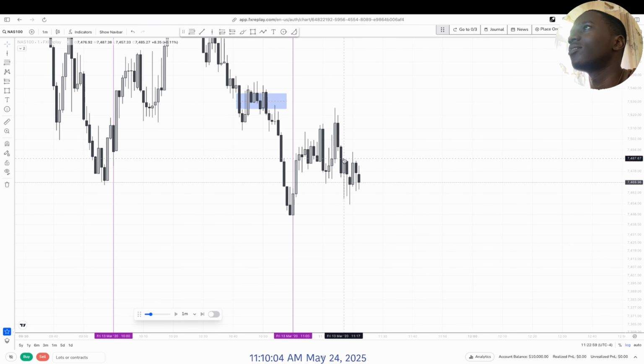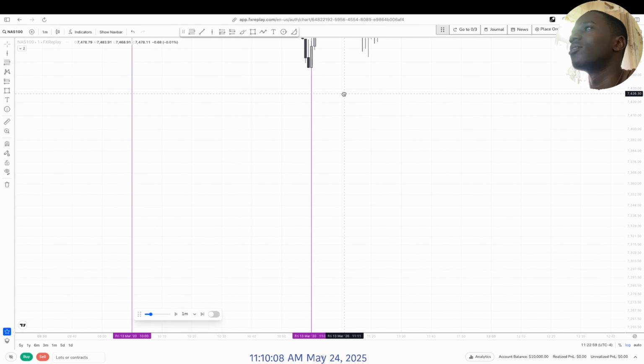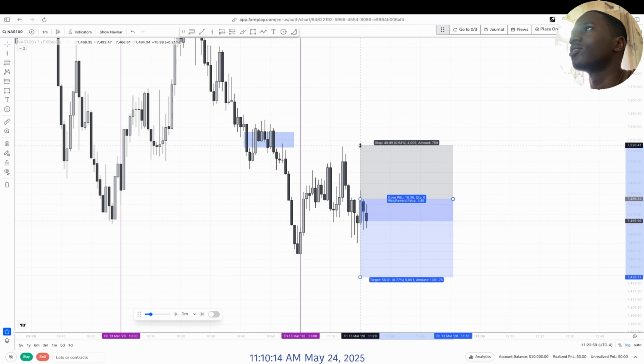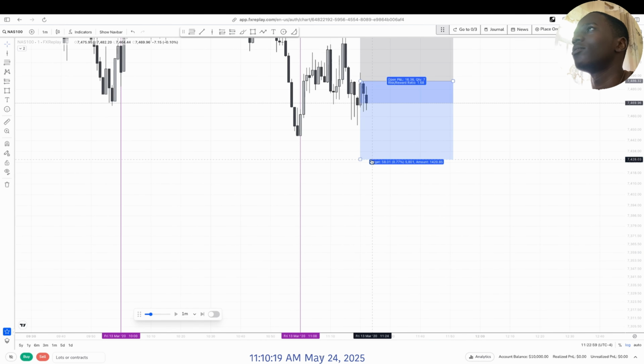Here we can enter. Fair value gap gets respected. The sweep, the shift, and we have the sell side. We can also target here, which means ideal entry. This fair value gap retest. Stop loss right here, first candle of the fair value gap.